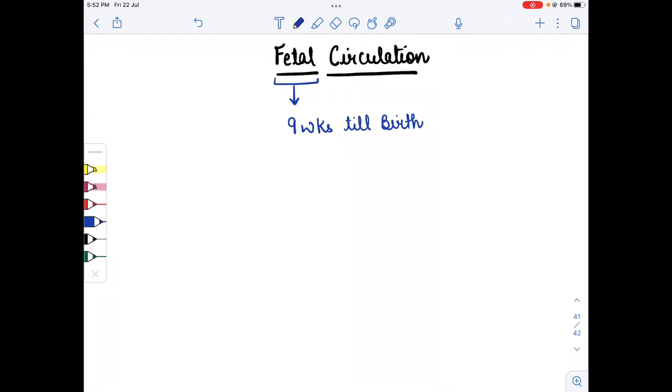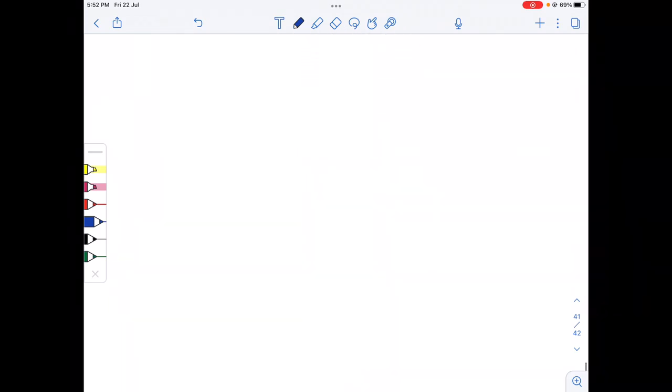So how will the blood supply be there in the fetus? We are going to learn the fetal circulation. As we all know, we have one umbilical cord. Suppose this is an umbilical cord in which we have 2 arteries and 1 vein. So how can we remember that we have 2 arteries and 1 vein? Please remember it like this.